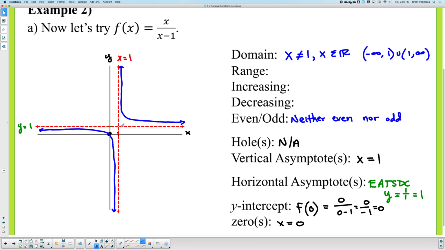Okay, one more time. Range. All reals, not all reals. And all reals except for 1. Good. So all reals except for 1. I'm just going to write the short version this time. All reals except for 1. Does the graph increase anywhere? No. Does it decrease? Always. It's always decreasing.